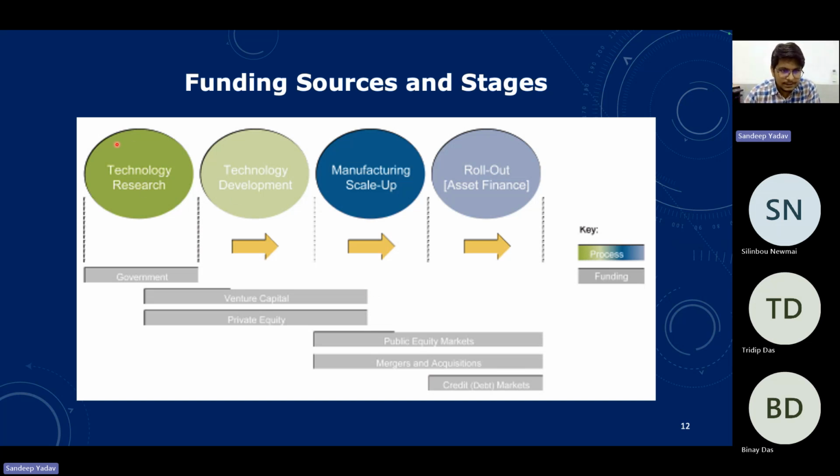So if you will see, at the initial level of your project or company's project, at the technology research level, only government grants will provide us the funding. And when we move forward to the technology development part, then venture capitalists and private equity funding agencies come into the picture. And when this technology is developed and it's up for manufacturing scale up, then the public equity market or mergers and acquisitions come into the picture. And finally, for the rollout or asset finance, when we create some company and that asset is created, then the credit or debt market will open up.